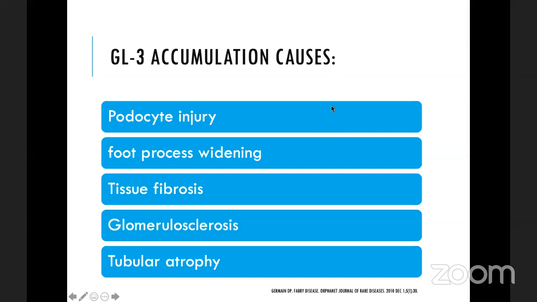GL3 accumulation causes podocyte injury, foot process widening, tissue fibrosis, and glomerulosclerosis, which has nearly the same manifestation as diabetic nephropathy, with hypertension, proteinuria, and deterioration of renal function. Also, GL3 can accumulate in tubular cells and lead to all manifestations of tubular renal disease. Manifestations include renal Fanconi, distal renal tubular acidosis, and isosthenuria.